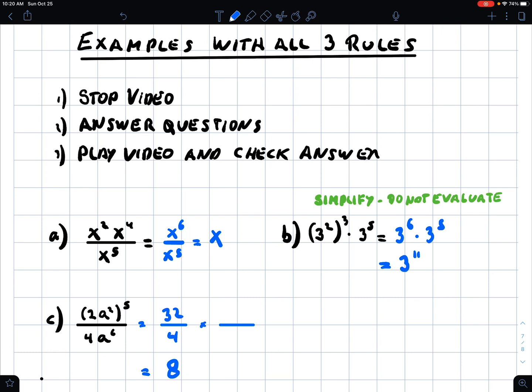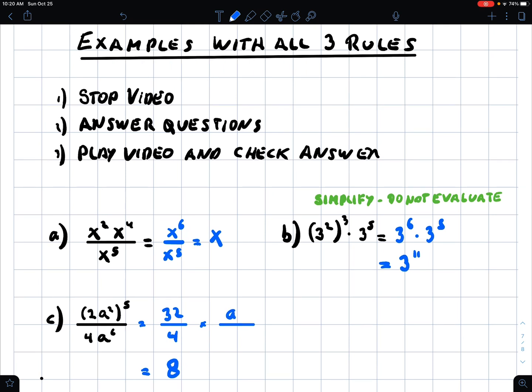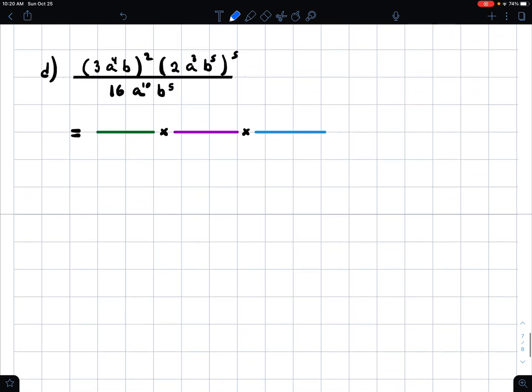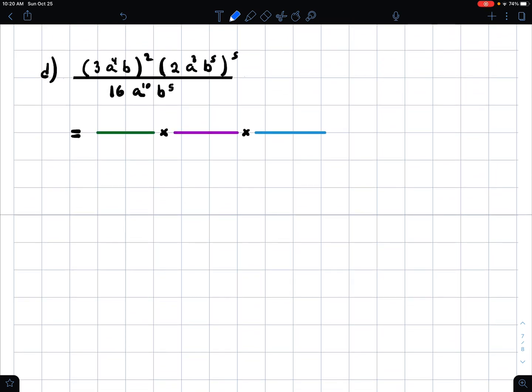Next, a to the power of 5 to the power of 2, to the power of 5, that's a to the power of 10. And at the bottom I have a to the power of 6. So now a to the power of 10 divided by a to the power of 6, I need to subtract the exponents, and that means a to the power of 4. Final answer. This thing about breaking up into parts, I really like to do it that way. It makes things a lot easier.